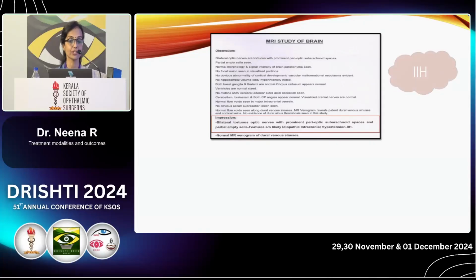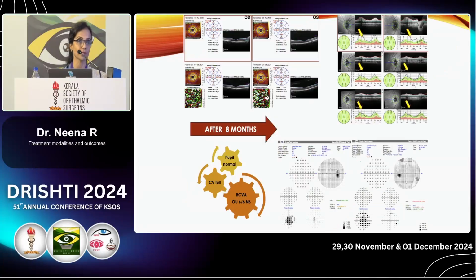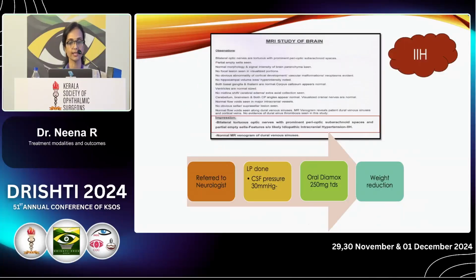You can't treat her yet. You need to send the patient to the neurologist to get a CSF opening pressure with lumbar puncture. So she did undergo a lumbar puncture. CSF opening pressure was 30. So she was initiated on oral Diamox 3 times daily, along with weight reduction, which is very important.